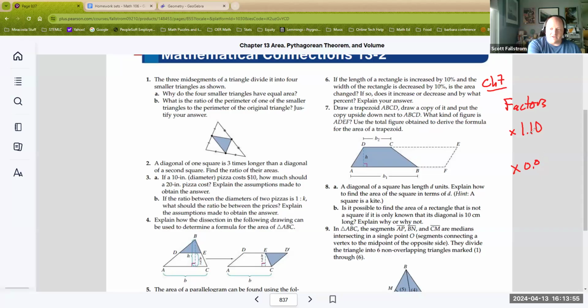I don't know why I wrote 88. That right there is down 20%. This right here is up 10%. Keep them as multiplication because it will be easier to solve problems with multiplication.